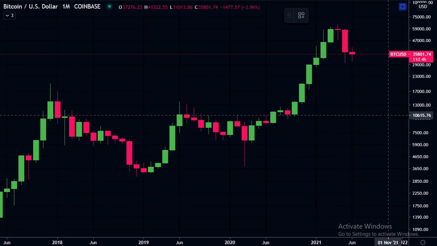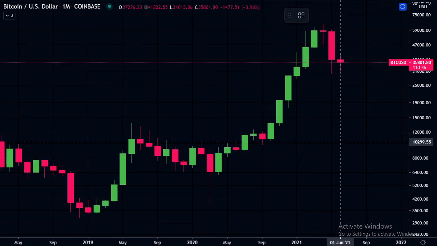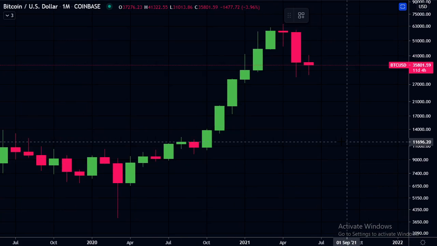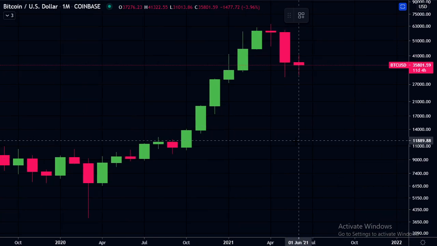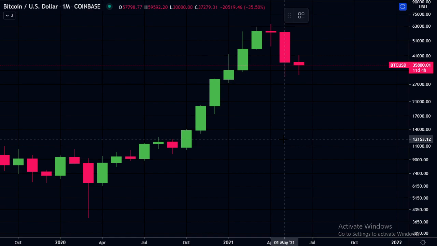So I want to start here on the monthly chart. And I'm just going to draw some fibs here on the chart, and we'll pay particular attention to the 0.618 fib and the 1.618 fib. And 1.618 is known as the golden ratio.